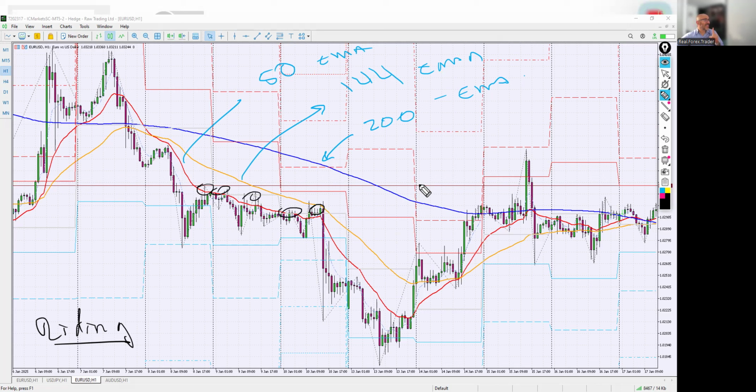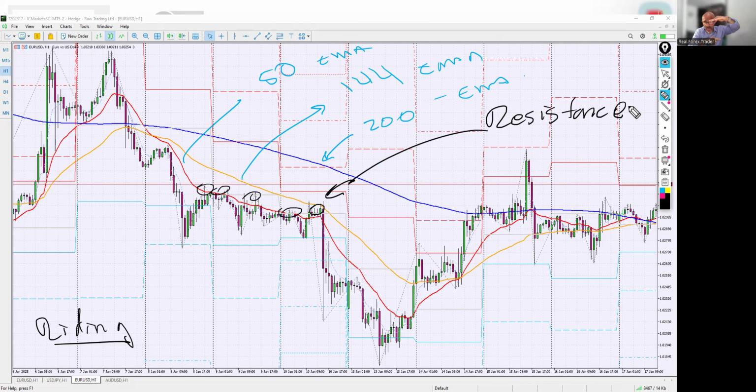In this case, it's not support. In this case, it is finding resistance. So it means that the price is coming down, is in a downtrend. Here is my EMA, right? My exponential moving average. And the price comes here, touches, tests, but goes back down again. And the EMA follows, right? So that is an interesting observation as well.